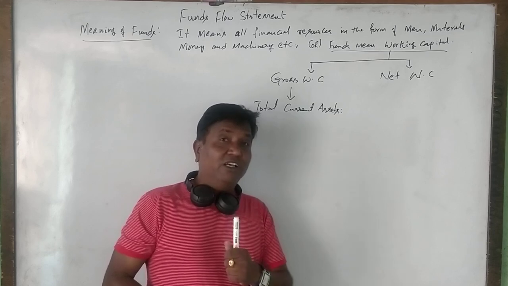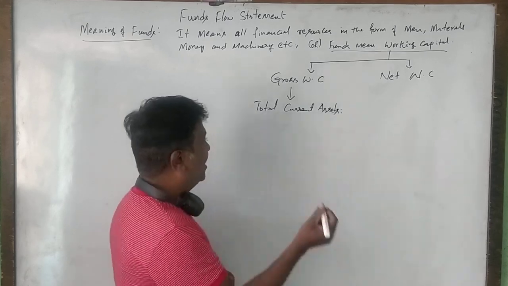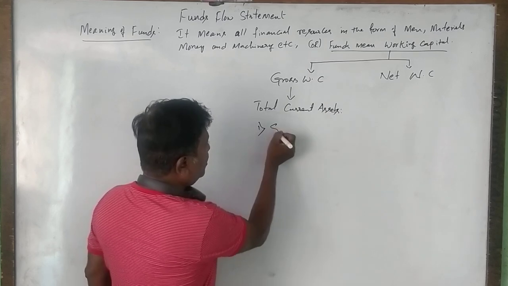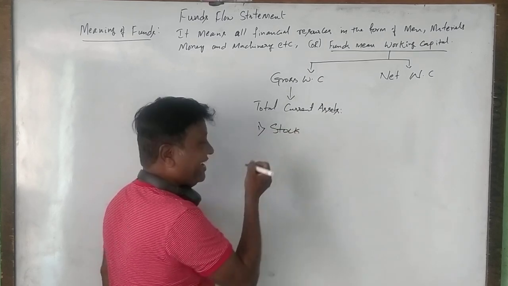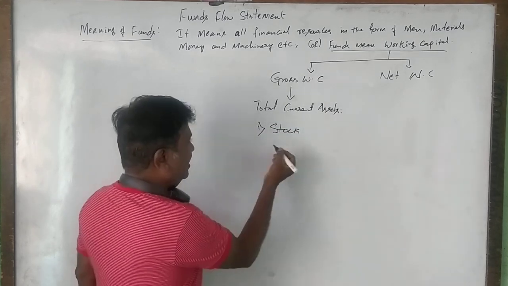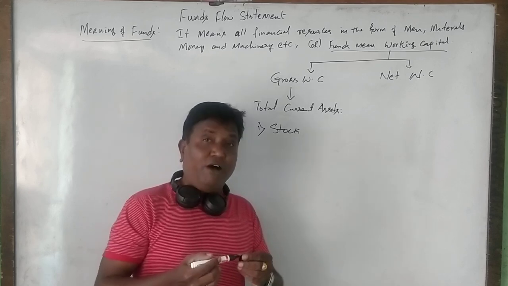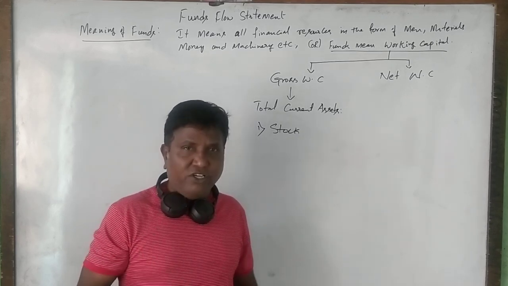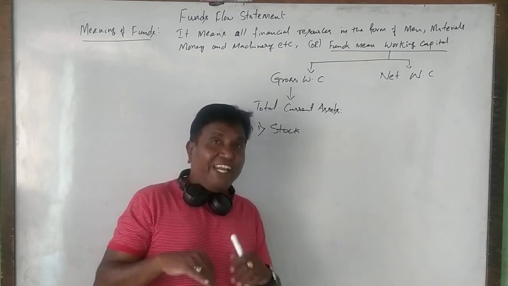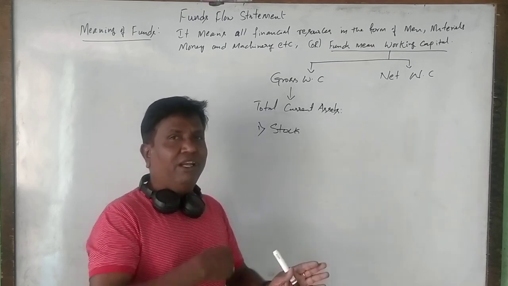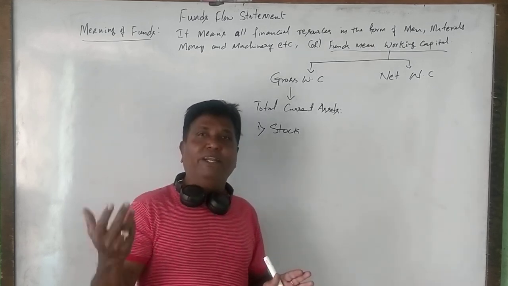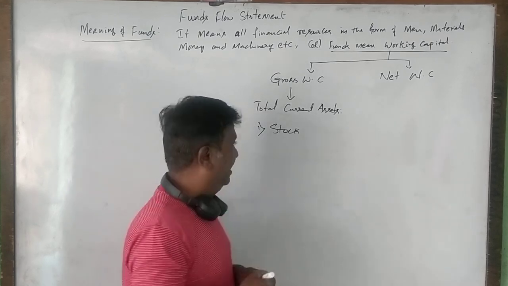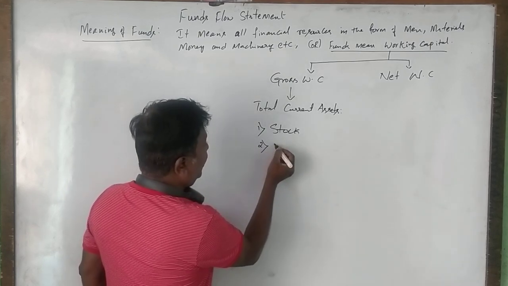Then what are such current assets? I'll give you the list of current assets. Stock, which we also call inventory. Stock may be in three forms: stock of materials, stock of work in progress, stock of finished goods. Any form of stock, whether material, work in progress or finished goods, we take it as stock only. Then we take debtors.